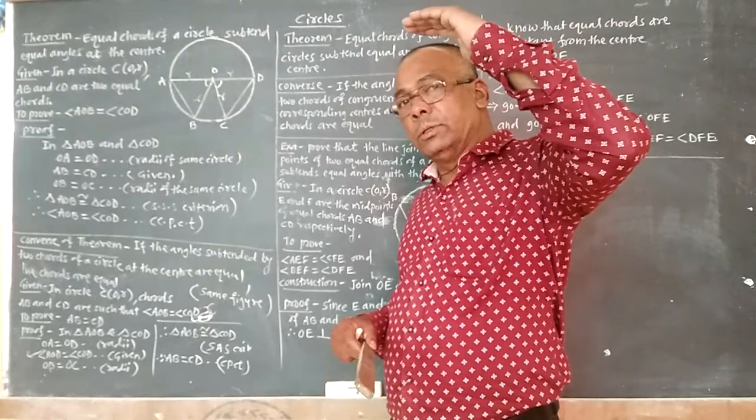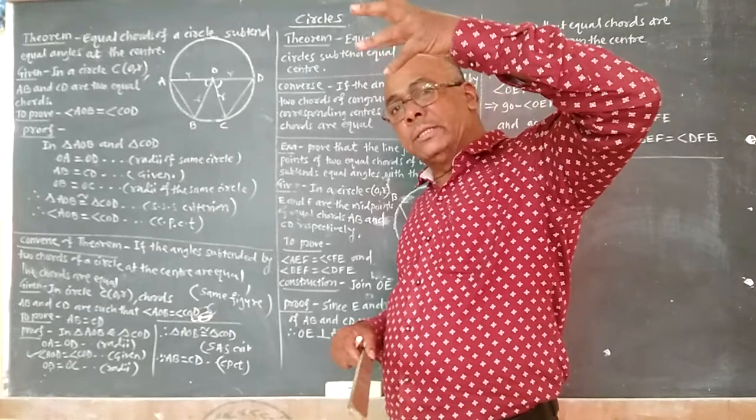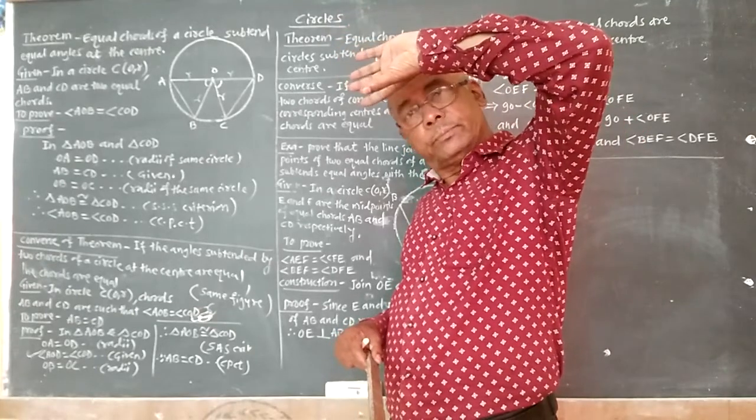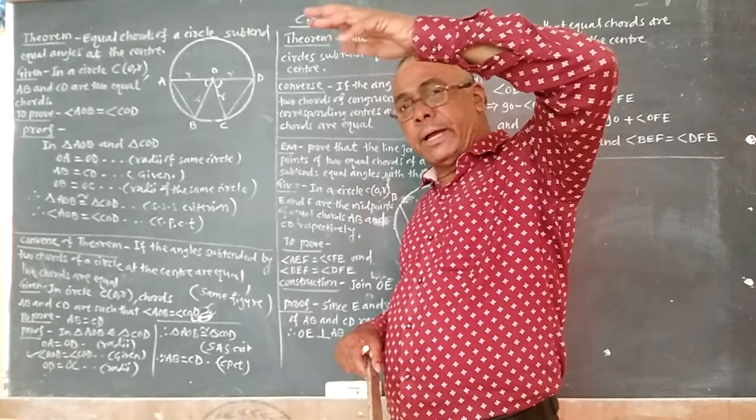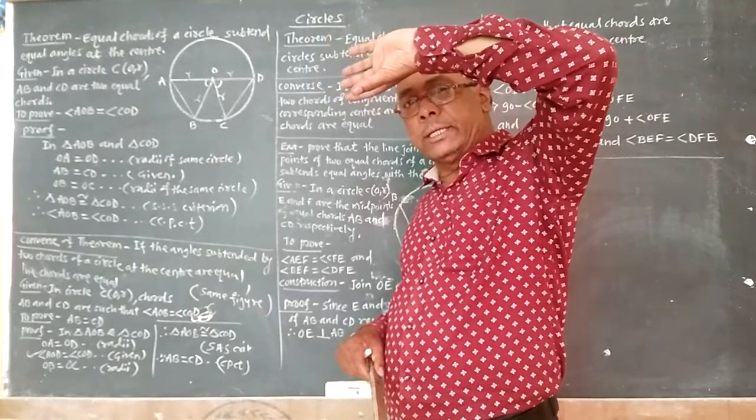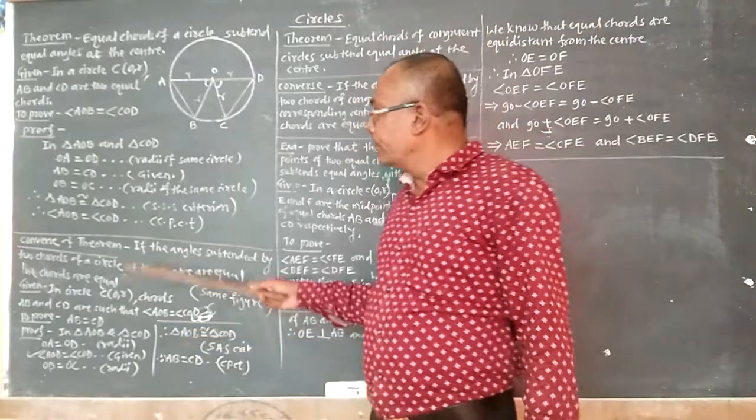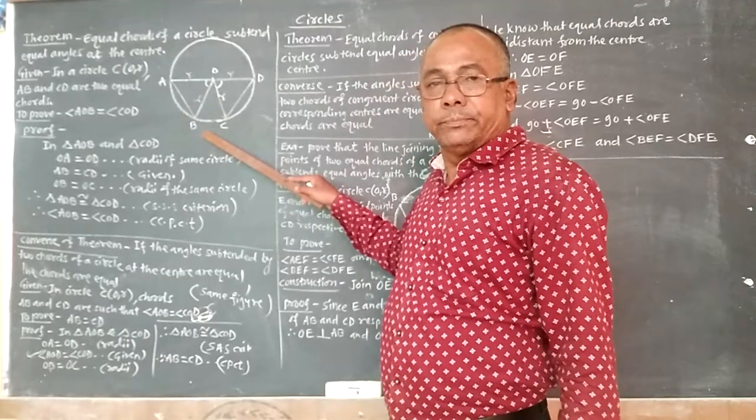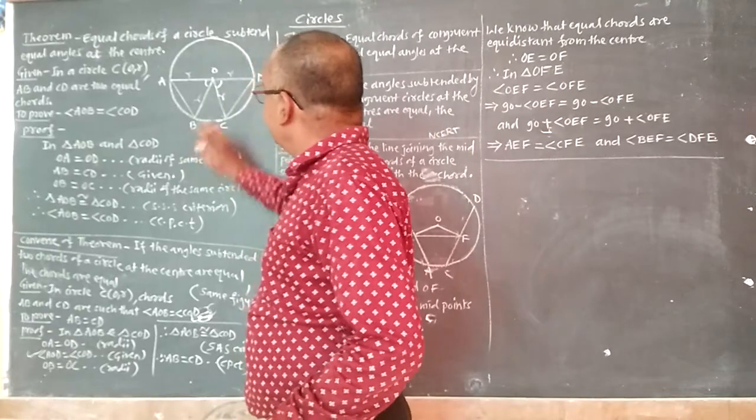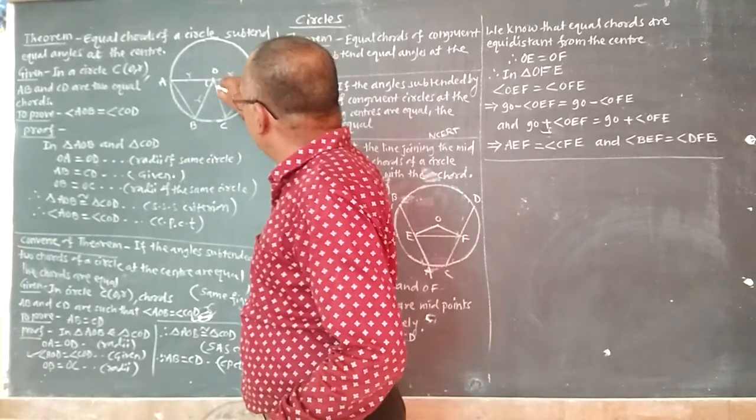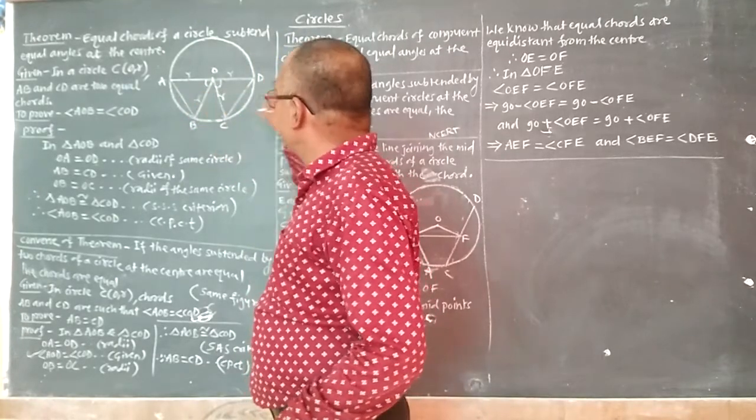In the above theorem it was given that chords are equal, and then angles subtended by them with the center are equal. Now it is given that the angles subtended by the chords with the center are equal, and therefore the chords are equal. So here the figure is the same, but it is given that both the angles are equal, and we have to prove that chords must be equal.